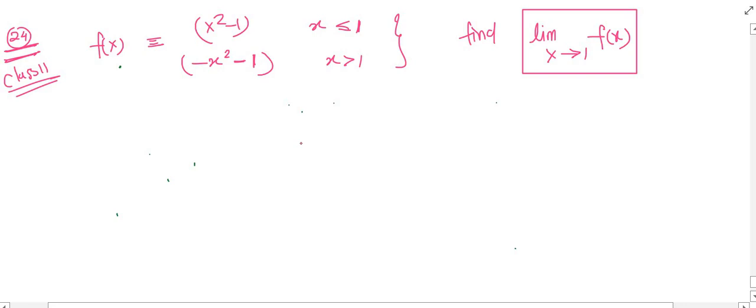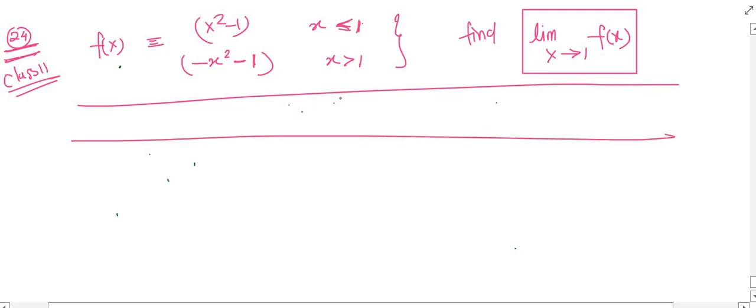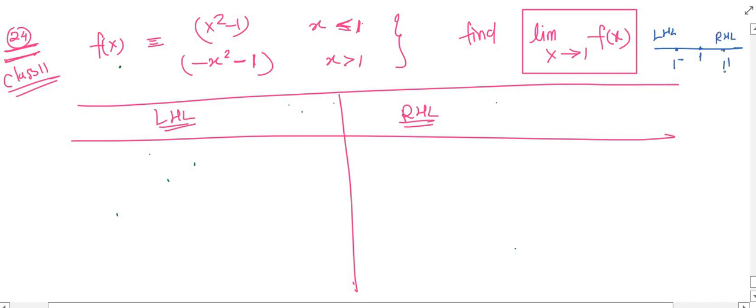Okay, to solve it, because this function has two definitions, one for less than and one for greater than, we will have to find LHL and RHL. How to do it? We have to find LHL separately and RHL separately. So see here, if 1 is here, LHL means 1 minus, and RHL means 1 plus, a little bit more than 1.